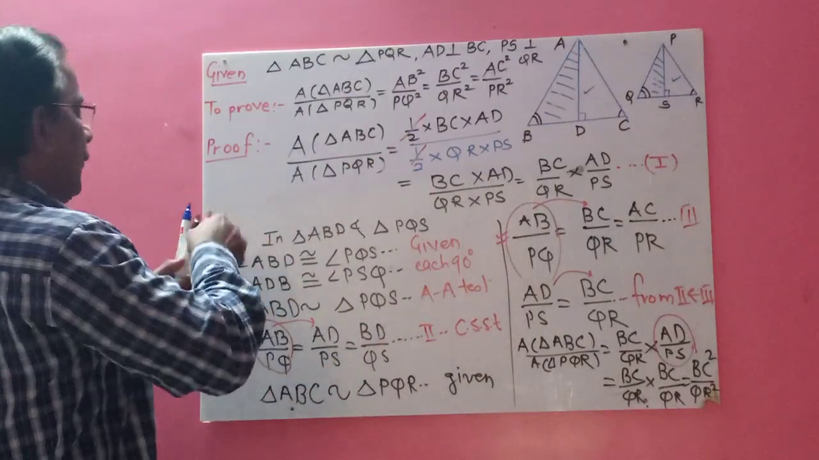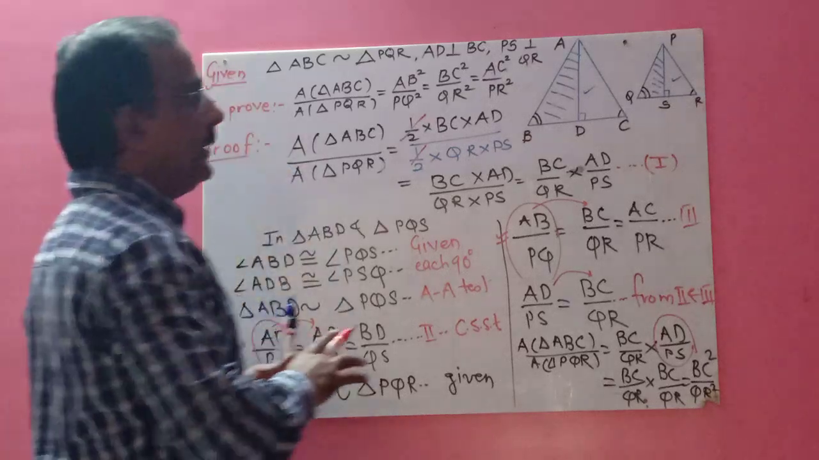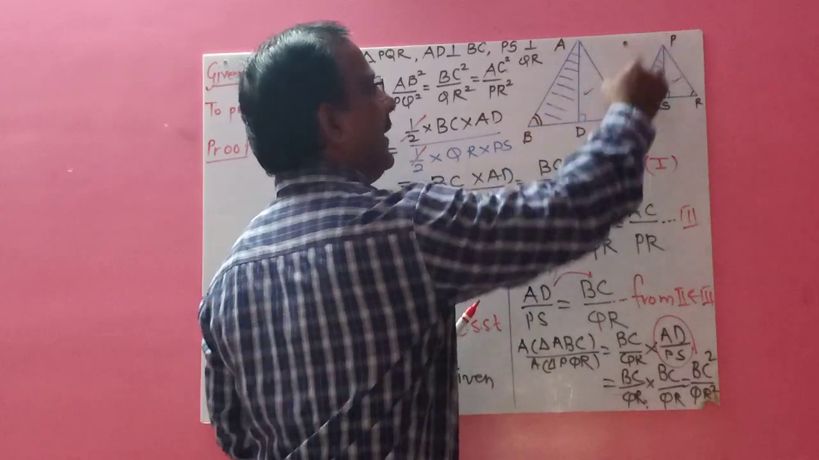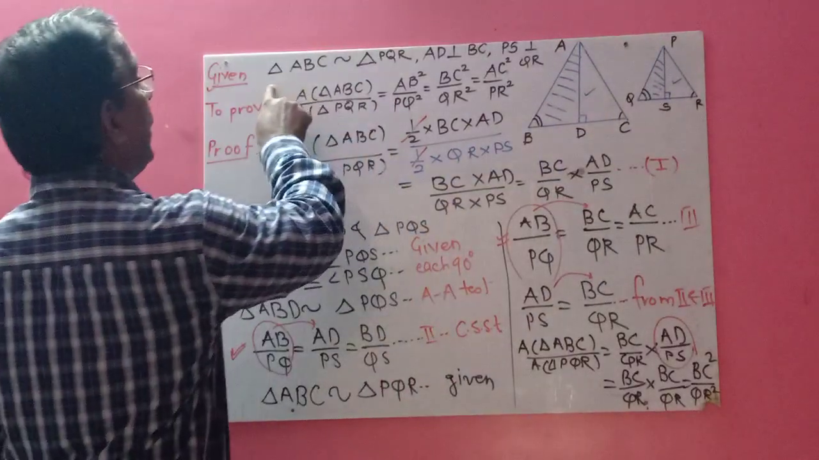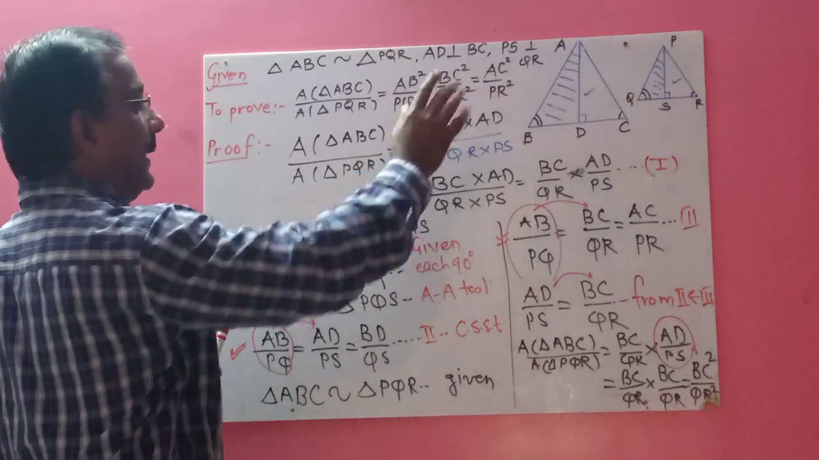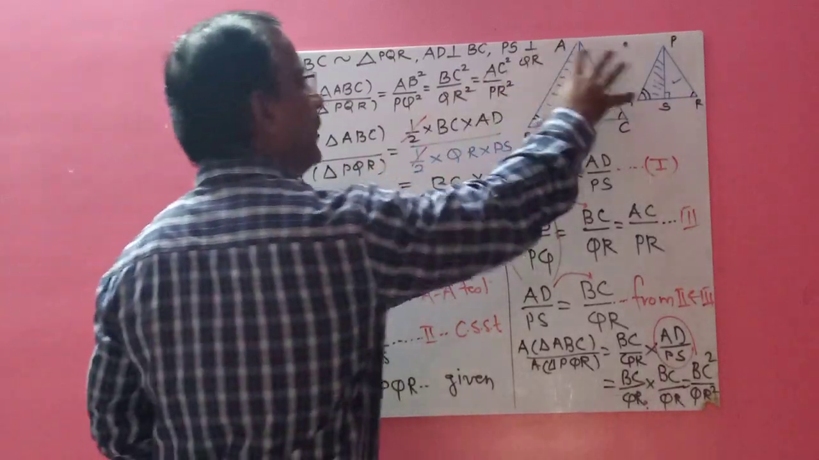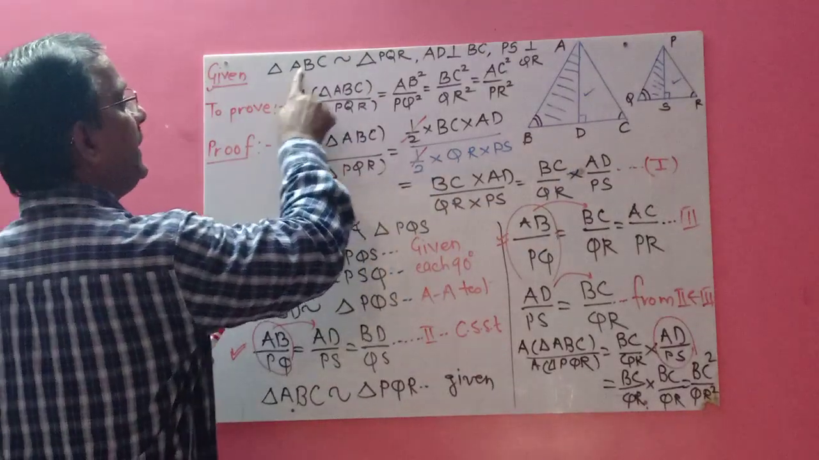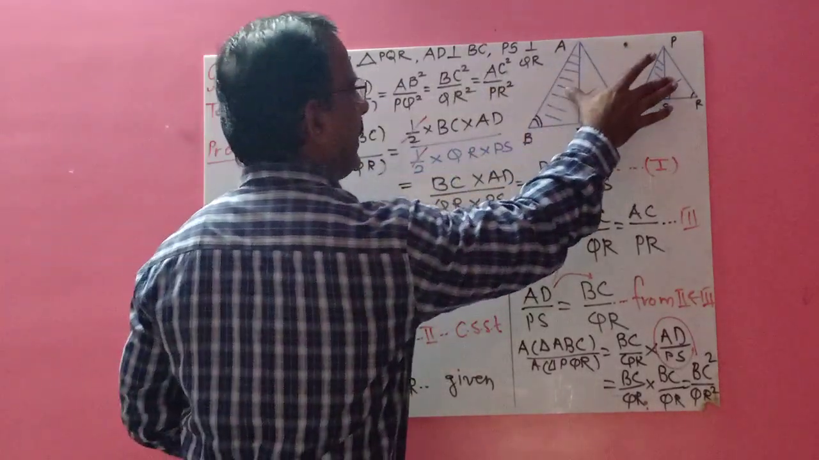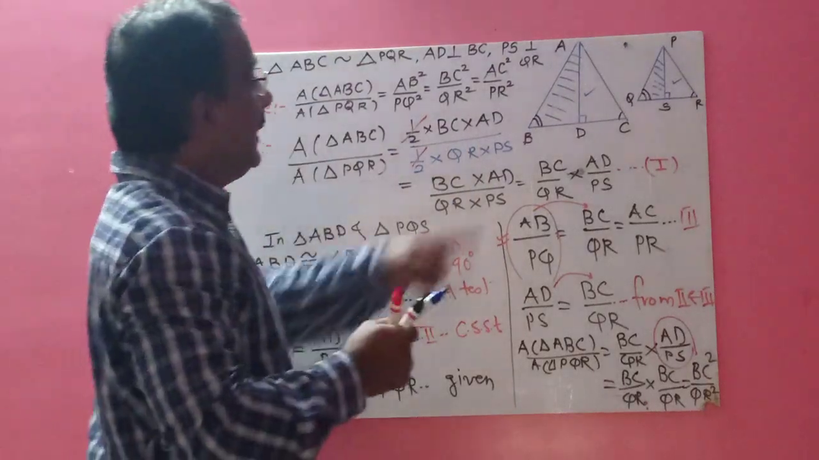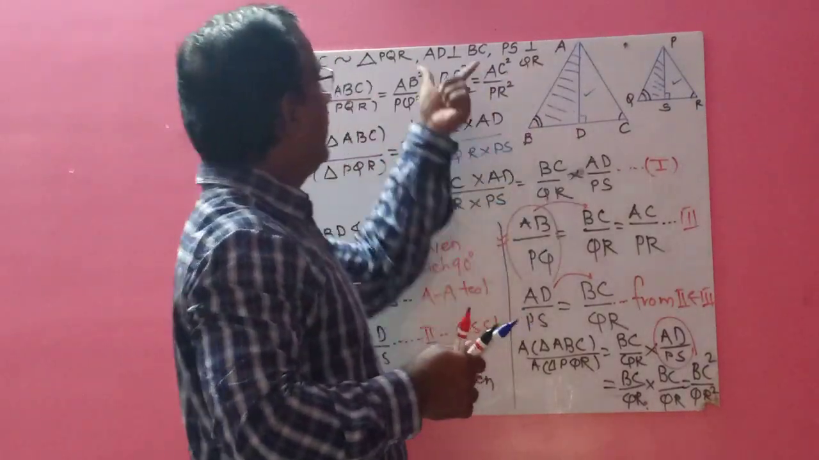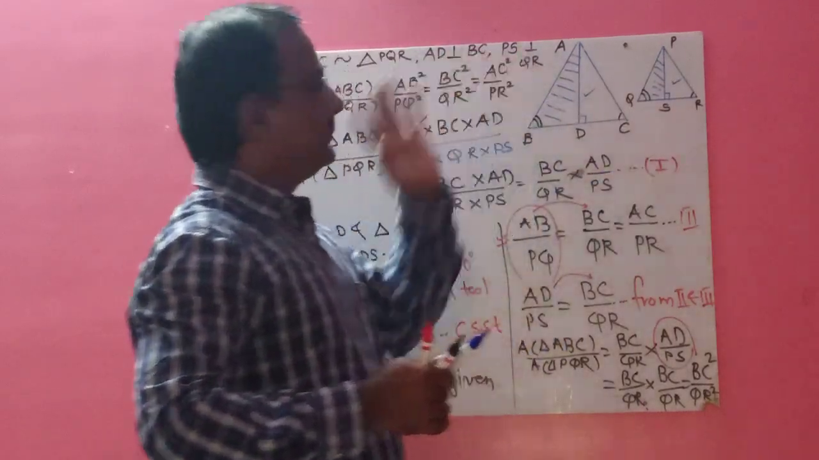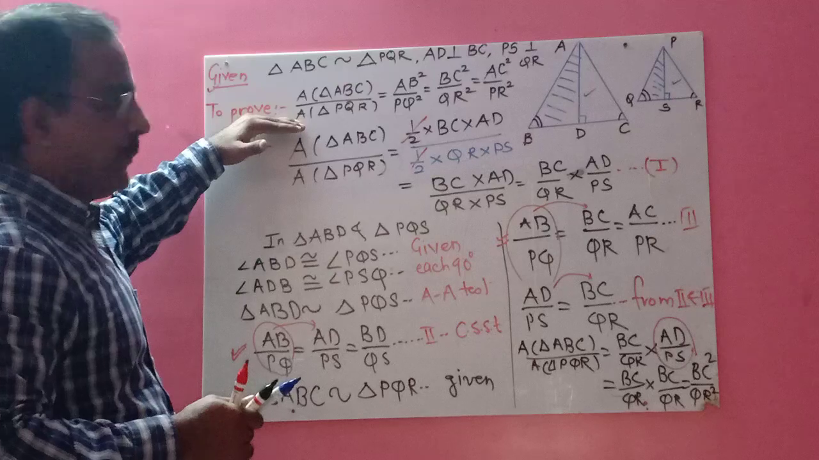For that reason, first you write down the given, and draw a proper triangle, changing the letters to LMN and XYZ. Write down the given part. I am writing this one only, but you should write LMN and XYZ. Triangle ABC is similar to triangle PQR. What is given? AD is perpendicular to BC, and PS is perpendicular to QR. Clear? This we have to prove.